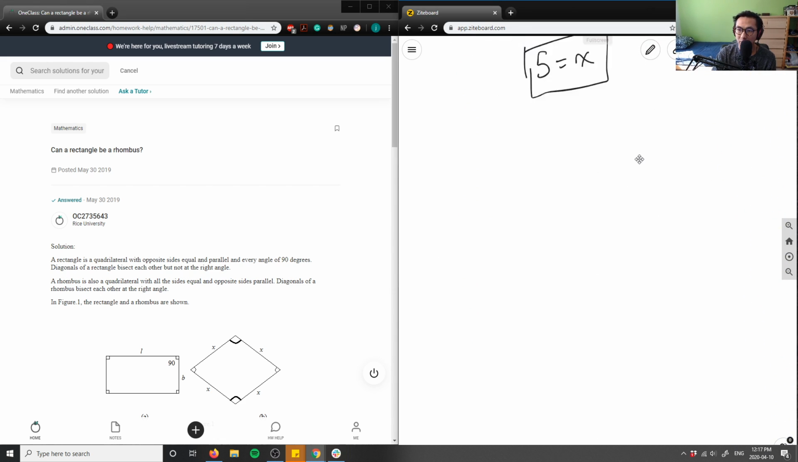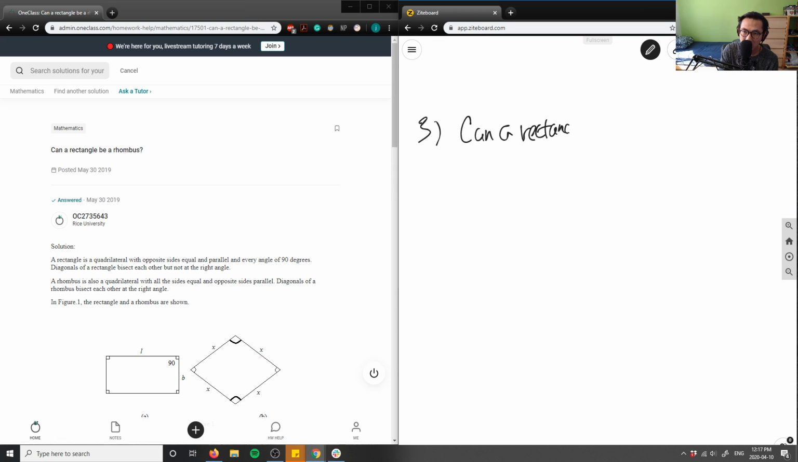Okay, so let's move on to number 3 here. Number 3 is a geometry question. It's saying, can a rectangle be a rhombus? Okay, so take a minute to think about this question, and then we're going to take it up together. So this is number 3. Can a rectangle be a rhombus?